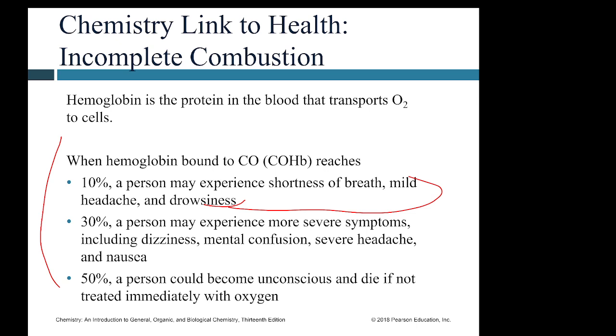Yeah. So, at 30%, a person may experience more severe symptoms. This will include things like dizziness, mental confusion, severe headache, and nausea. By the way, the "I'm fine" part of the sentence is actually very disturbing. The reason that it's disturbing is that the mental impairment and drowsiness is one of the first things that happens. And so people feel okay and actually feel euphoric.